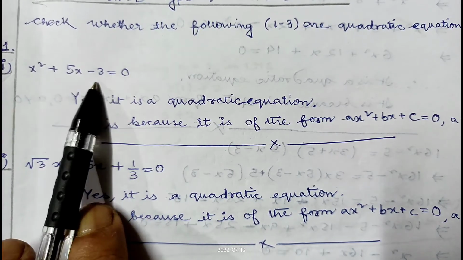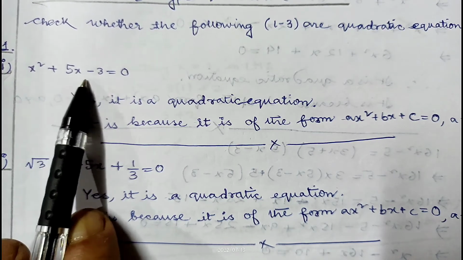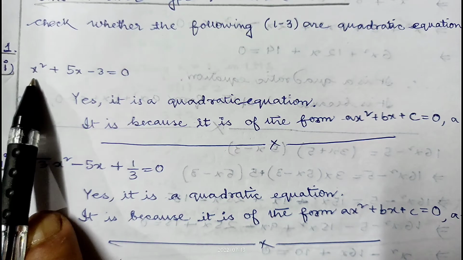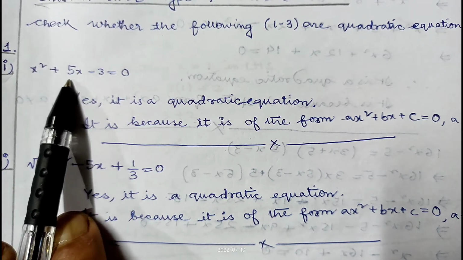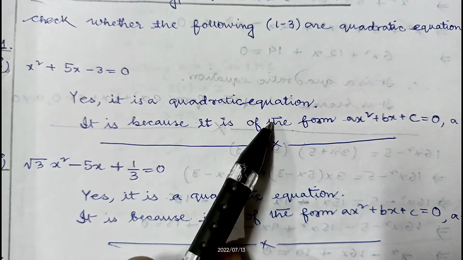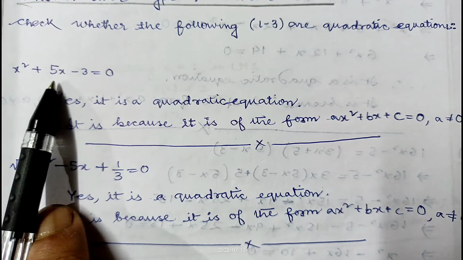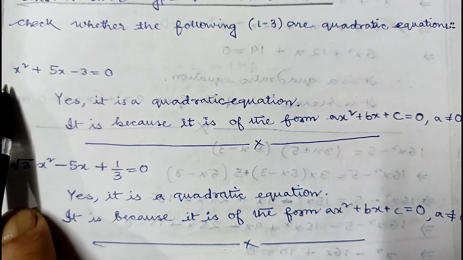It is a quadratic equation because it is of the form ax square plus bx plus c equals 0, where a is 1, b is 5 and c is minus 3. So we can write here yes, it is a quadratic equation because it is of the format ax square plus bx plus c equals 0, where a is not 0.